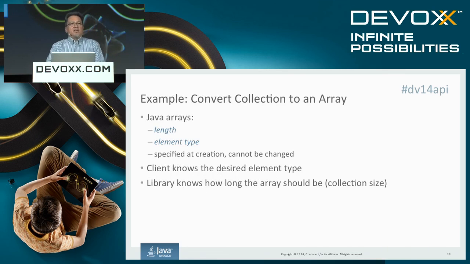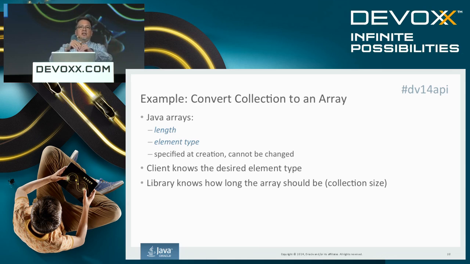All right, let's talk about another example here, which is kind of an API case history, converting a collection into an array. So a bit of background here that you really have to understand well is in Java, arrays have two characteristics. They have a length and they have an element type. And they are both specified at the time the array instance is created and they cannot be changed. So if you have a collection and you have a client that's using that collection for something, the client knows what kind of array, what kind of element type that array should have.